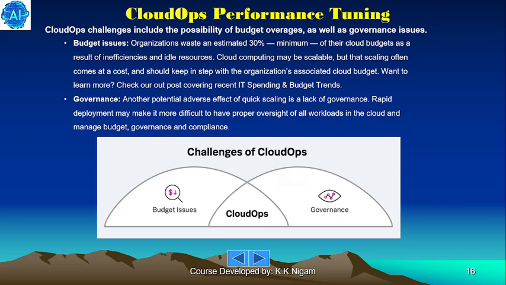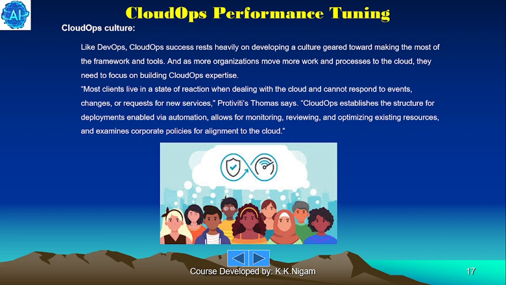Governance. Another potential adverse effect of quickly scaling is lack of governance. Rapid deployment may make it more difficult to have proper oversight of all workloads in the cloud and manage budget, governance, and compliance. CloudOps culture: like DevOps, CloudOps success rests heavily on developing a culture geared toward making the most of the framework and tools.